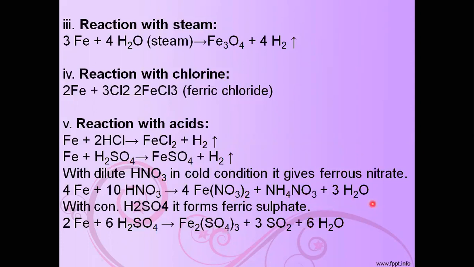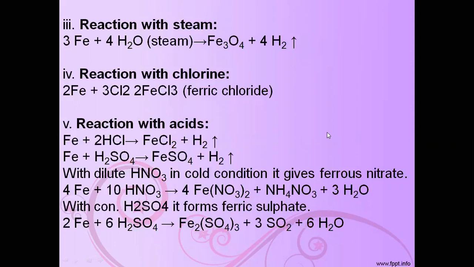Next, the iron combines with concentrated H2SO4 to form ferric sulfate and liberates SO2. So these are the reactions: 2Fe plus H2SO4 gives Fe2(SO4)3 plus 3SO2 plus 6H2O. So these are the chemical properties of iron.